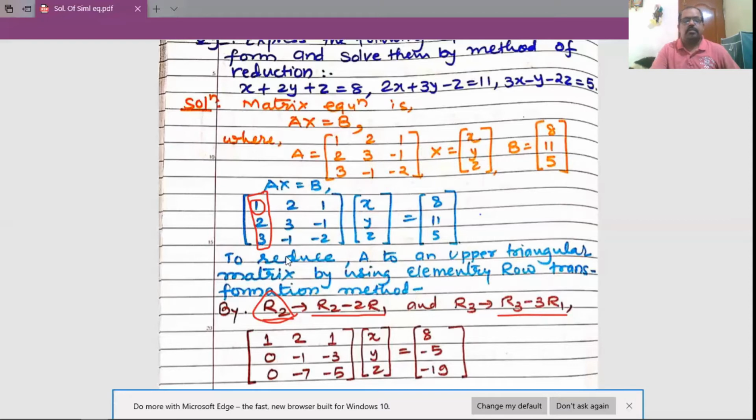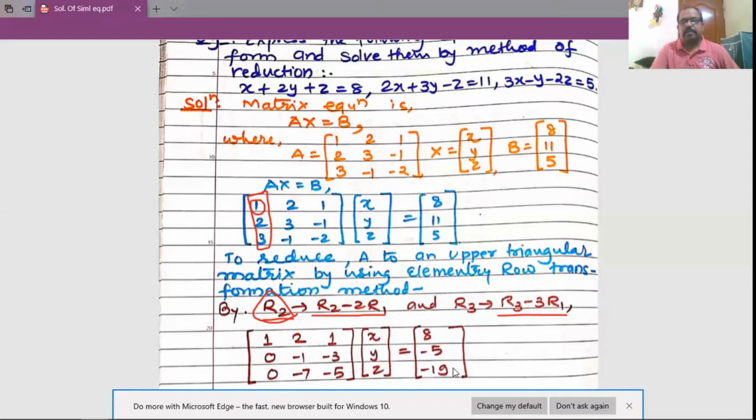Now after transforming row 2, we transform R3, the third row. In the third row, the transformation is R3 minus 3R1. So multiply each element of R1 by 3: 3, then 3 twos are 6, 3 ones are 3. So it will become 3, 6, 3. And then subtract these from the elements in row 3, that is R3. So 3 minus 3 is 0, minus 1 minus 6 becomes minus 7, and then minus 2 minus 3 makes minus 5. So we have the third row as 0, minus 7, minus 5.